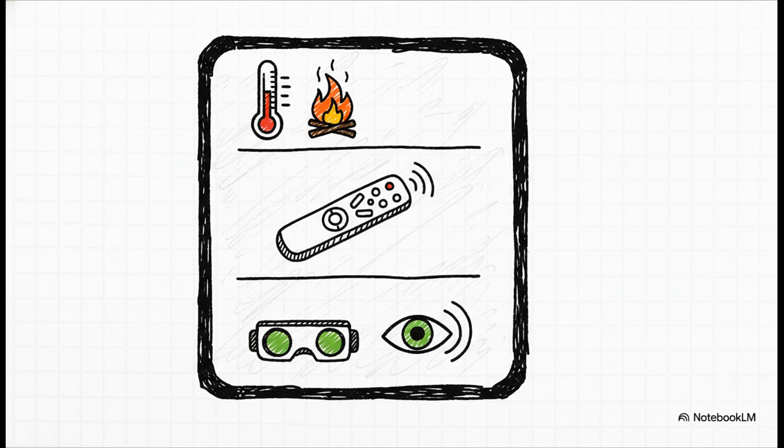All right, now we're crossing over into the lower energy half of the spectrum with infrared, or IR. When you think infrared, just think heat. Every warm object, including you, gives off infrared radiation. This is the magic behind thermal cameras, night vision goggles, and even your TV remote.